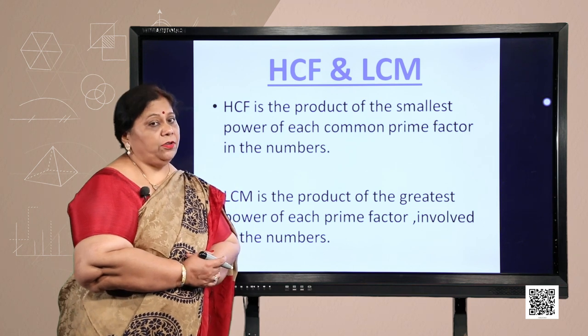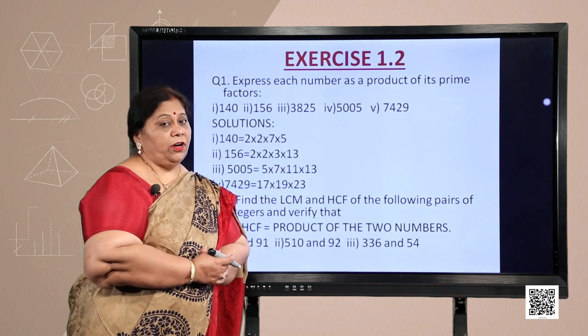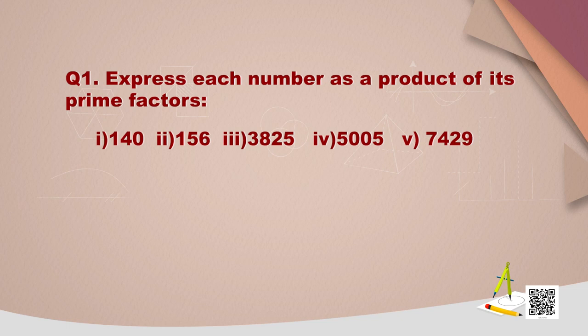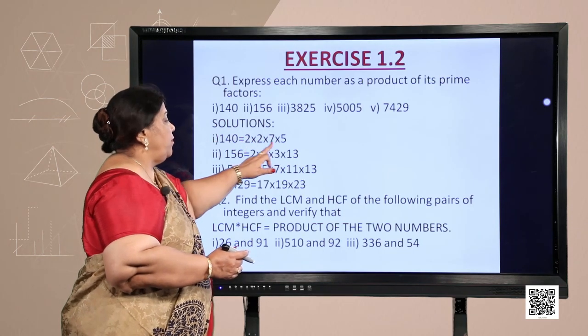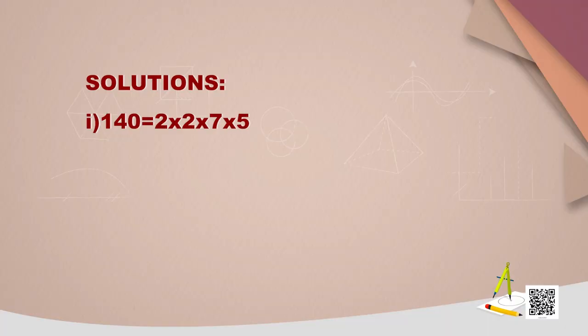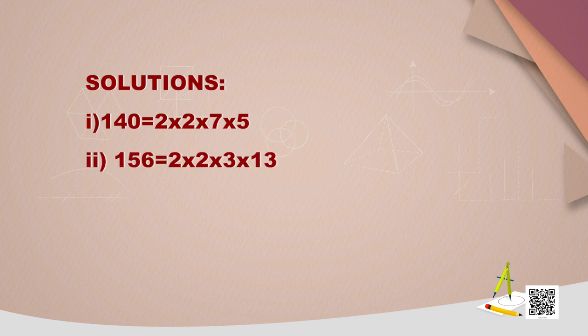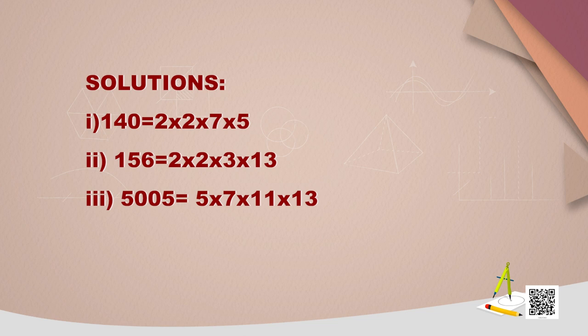Now let us start with your exercise 1.2. What does the first question say? Express each number as the product of prime factors. 140. We can see here 140 can be written in the form of factors as 2 into 2 into 7 into 5. Here 156 can be written as 2 into 2 into 3 into 13. Likewise, 5005 can be written as 5 into 7 into 11 into 13.